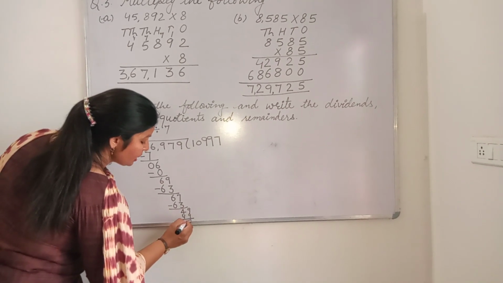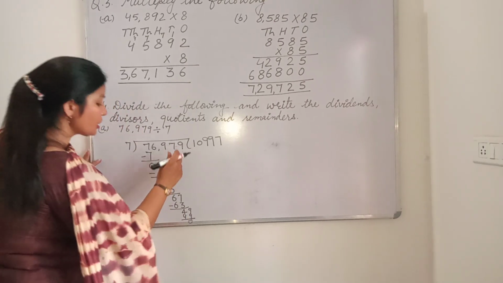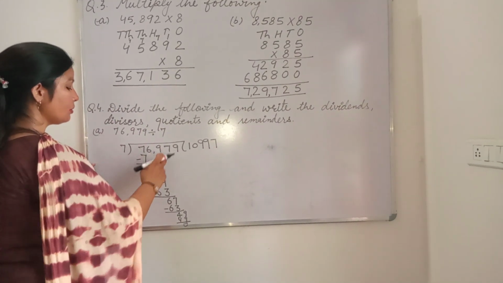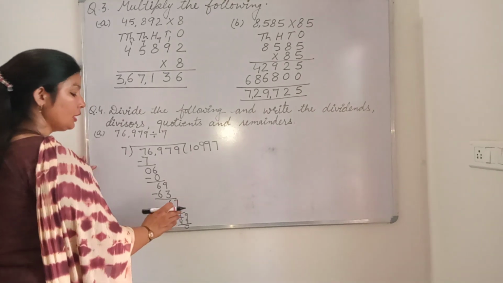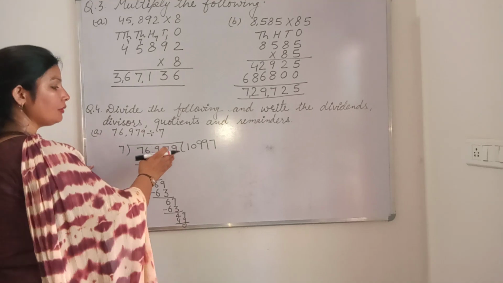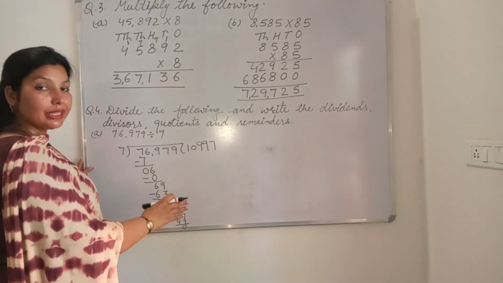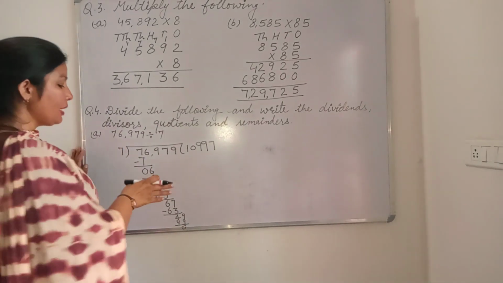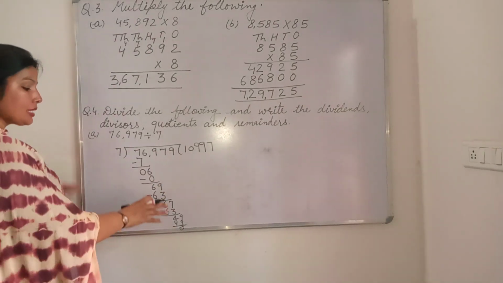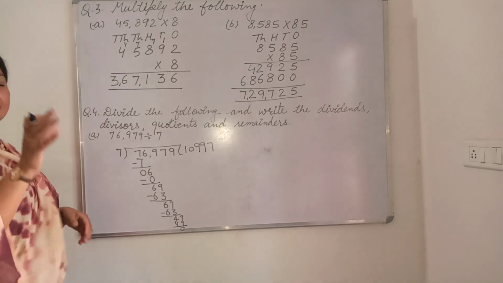So your remainder is 0 because our digits are finished. From the upside we will note down all the digits. We note down 6 also, 9 also, 7 also and 9 also. That means all the digits are finished, so our division is finished. Till when we have digits upside, we have to note them down and divide. But when they are finished, that means our division is finished.